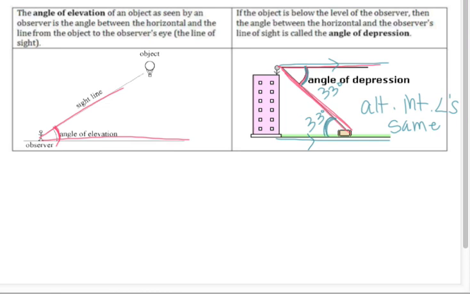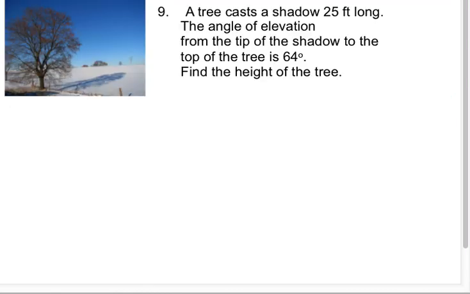Okay, so using those angle of elevation and depression, let's look at some more examples. Example 9, a tree casts a shadow 25 feet long.